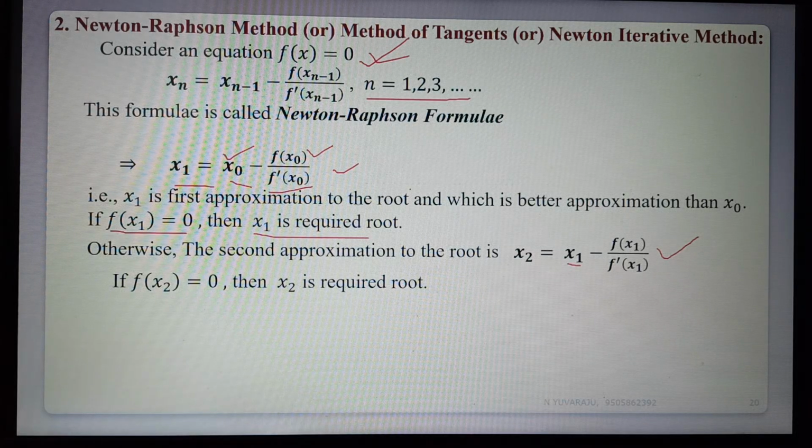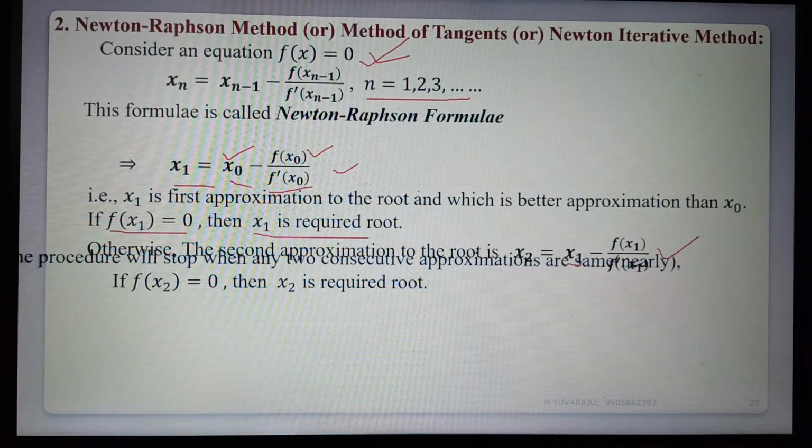So the procedure continues until any root satisfies the given equation, that is the required root. Otherwise, when any two consecutive roots are equal or nearly equal, that is the required root. This is the Newton-Raphson method.